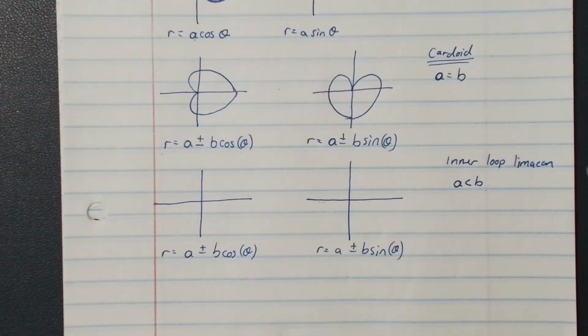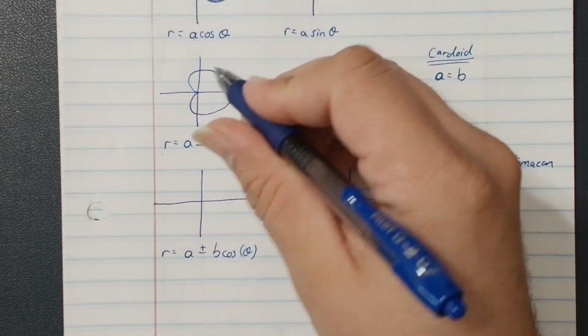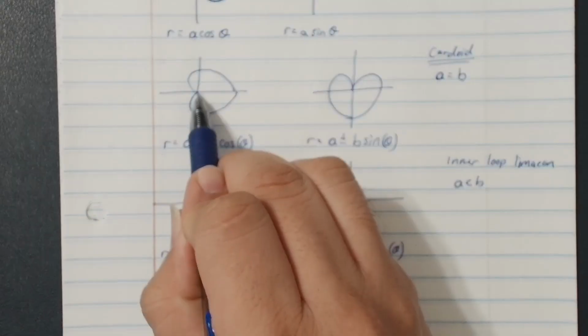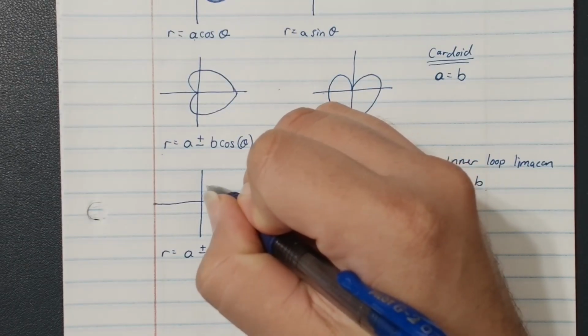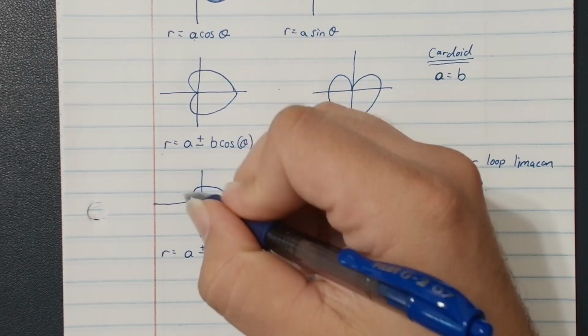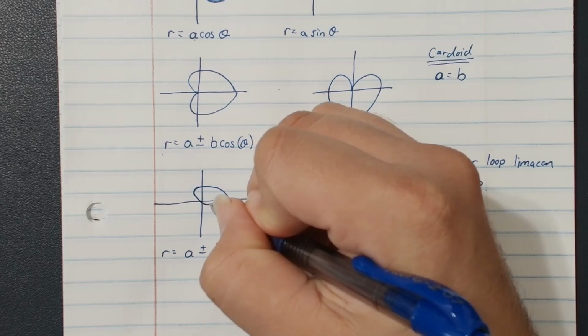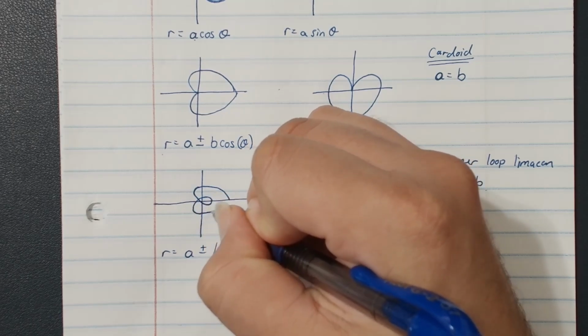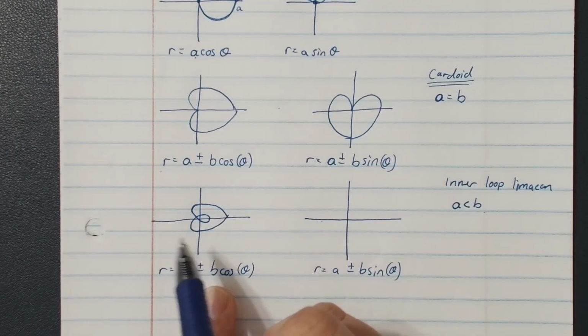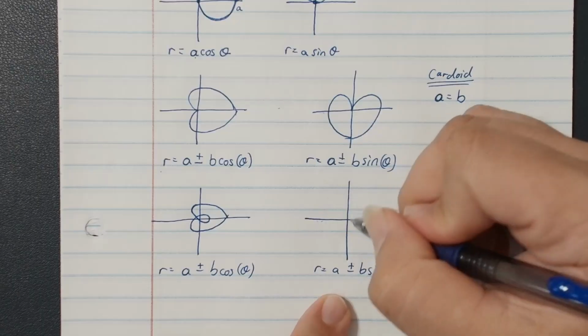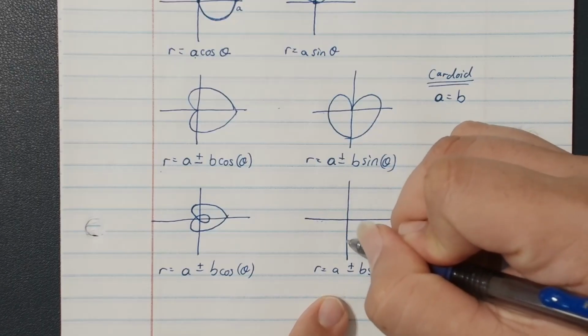Here, your inner loop limaçon will look like a cardioid, except that instead of coming to a point at the origin, it'll actually loop around the origin slightly. Something like what we saw earlier. It'll have this little loop on the inside. And if it's cosine, again, the x-axis splits it in half. If it's sine, then the y-axis splits it in half. So something like this.